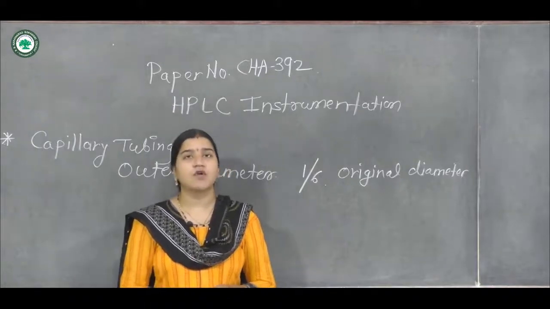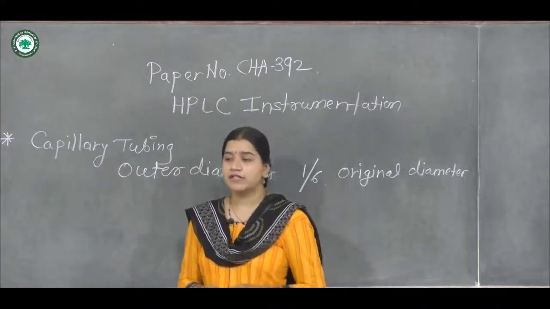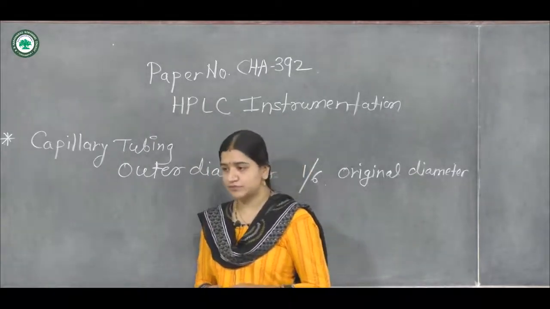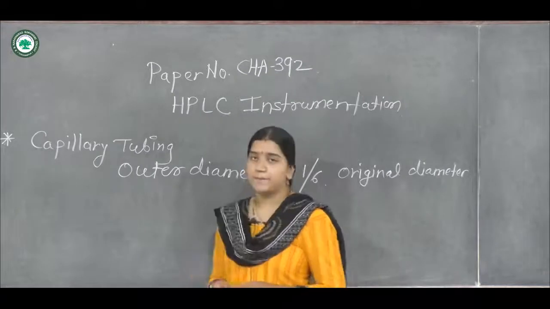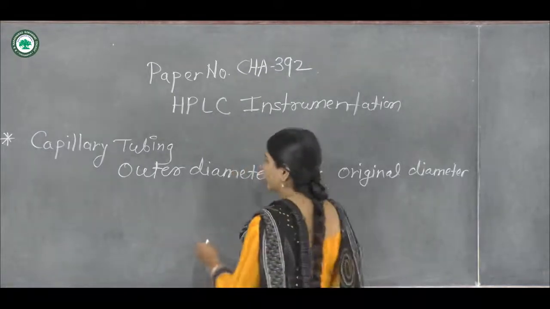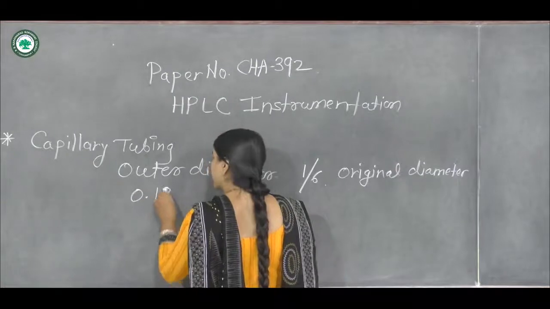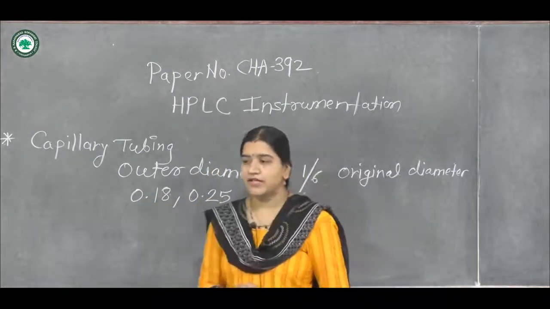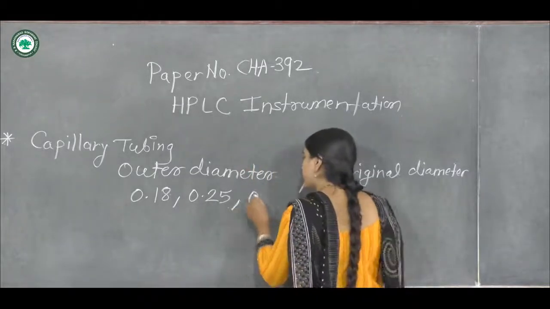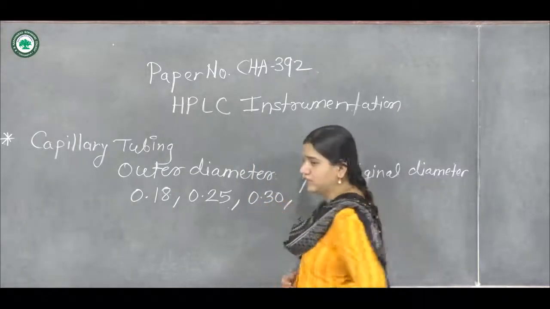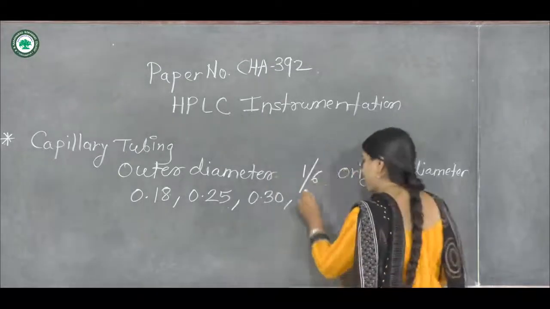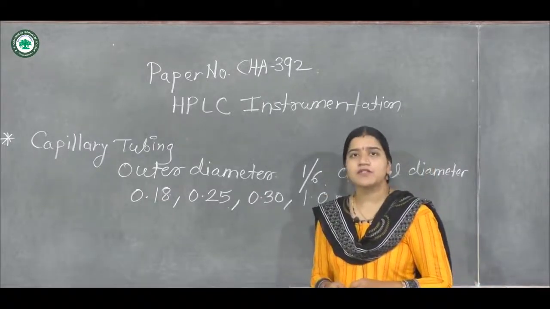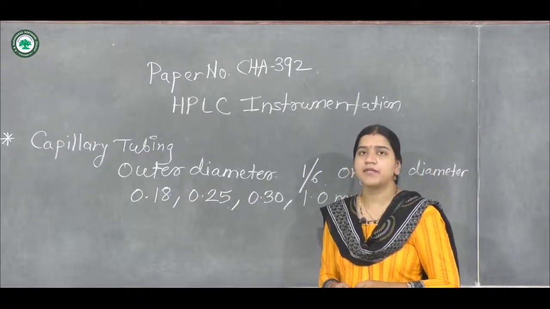So for capillary tubing, generally the capillaries used have an outer diameter of 1/6 of the original diameter. So what is normally the range of the internal diameter used? The inner diameter used for the capillary tubing is in the range of 0.18, 0.25 mm, then 0.30 mm and 1.0 mm. So these are the various ranges used for the internal diameter of a capillary.